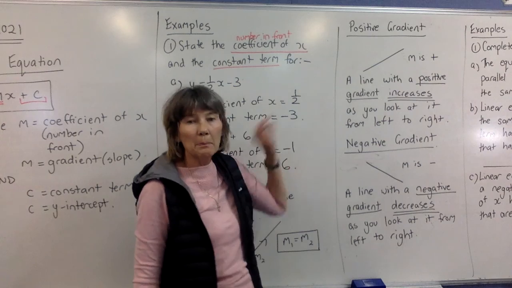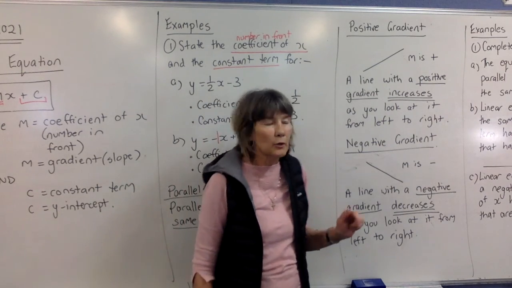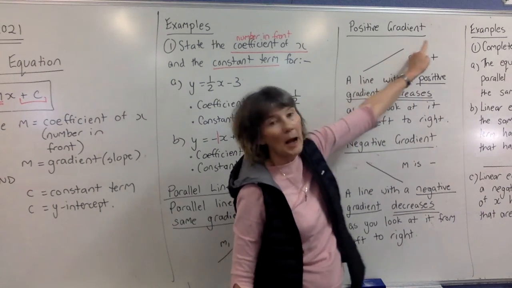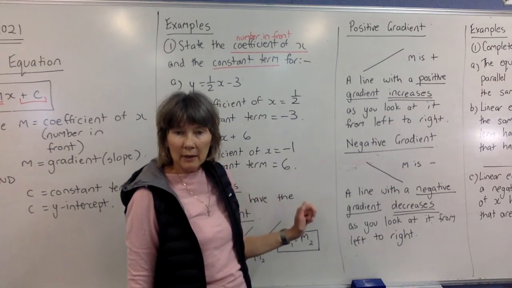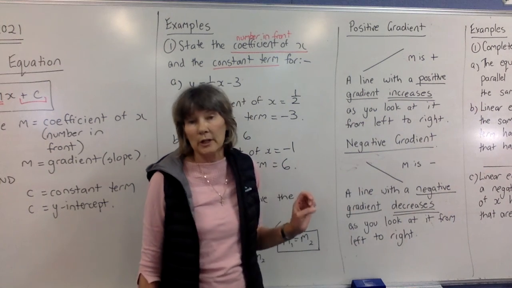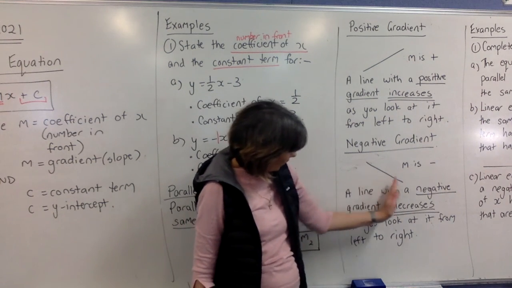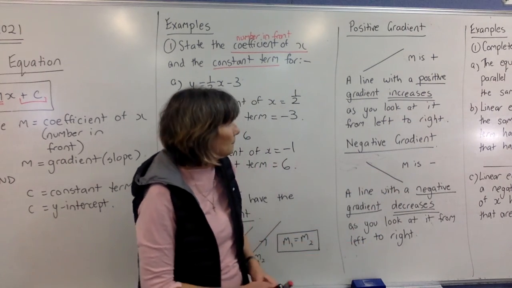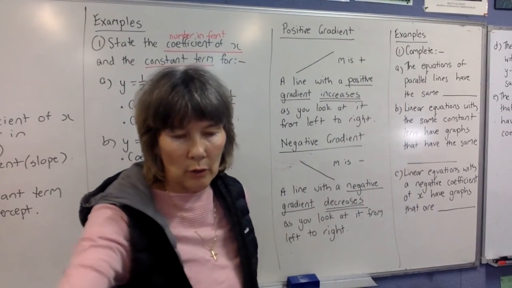So a line with a positive gradient increases as you look at it from left to right. So if we look from left to right at this line, it's going up. It's increasing. And this one here, the negative gradient, a line with a negative gradient decreases as you look at it from left to right. So if we look across this way, you can see our line is going down. It's decreasing.